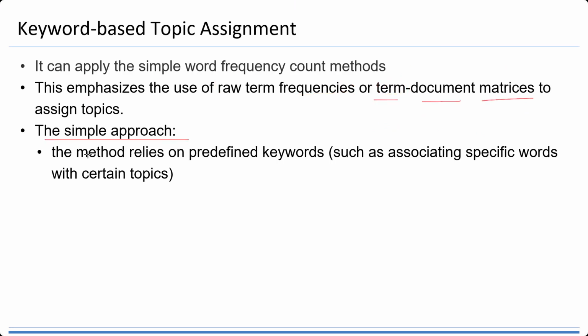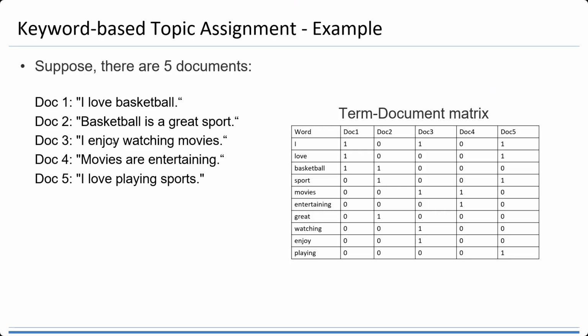The simple approach is the method relies on predefined keywords, such as associating specific words with certain topics. For example, I have 5 documents. The first document has the words: I love basketball. The second document: basketball is a great sport.